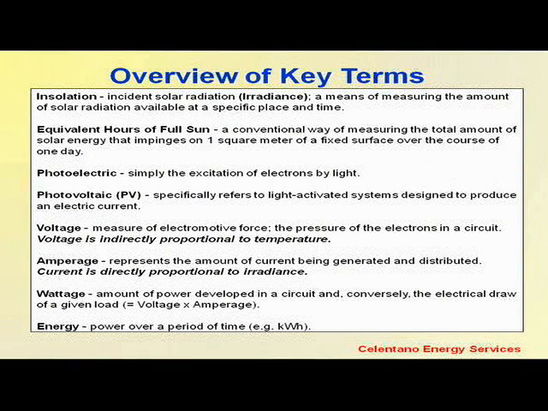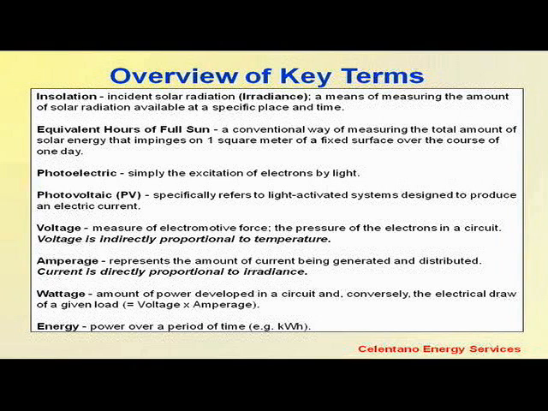Okay, let's just review a few key terms here. Insolation, that is the solar irradiance, the amount of solar radiation that's reaching the surface of the Earth in any given spot. We have equivalent hours of full sun. So if you were to have 1 hour of full sun, that might be equal to 2 hours of cloudy sun, or 2 or 3 hours of sun late in the day when the sun is low. So this is just one unit for measuring how much sun you're getting at a particular location in a particular time.